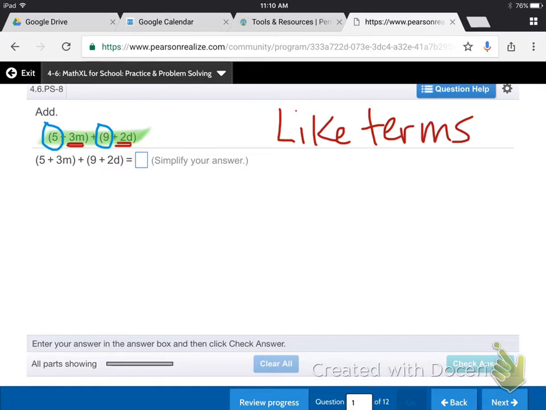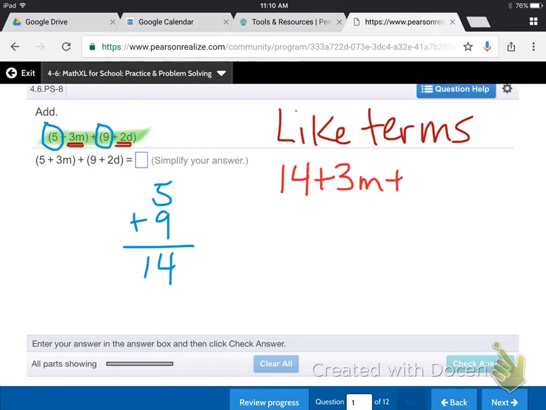If we add 5 plus 9, what do we get? We get 14. So 5 plus 9 is 14, and then we're going to keep the expression going with 3m, because remember that didn't have anything to add to it, and then plus what at the end? 2d. And that's our answer right there.